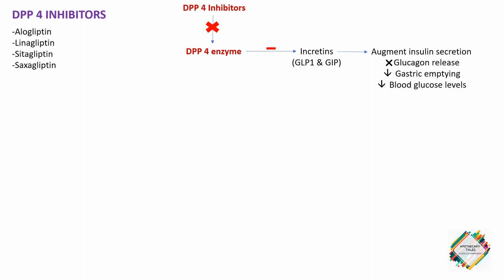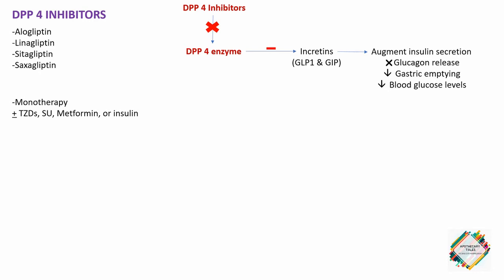DPP4 inhibitors may be used as monotherapy or in combination with sulfonylureas, metformin, thiazolidinediones or insulin. And unlike the incretin mimetics, which we discussed during the insulin therapy, these drugs do not cause satiety or fullness and are weight neutral.